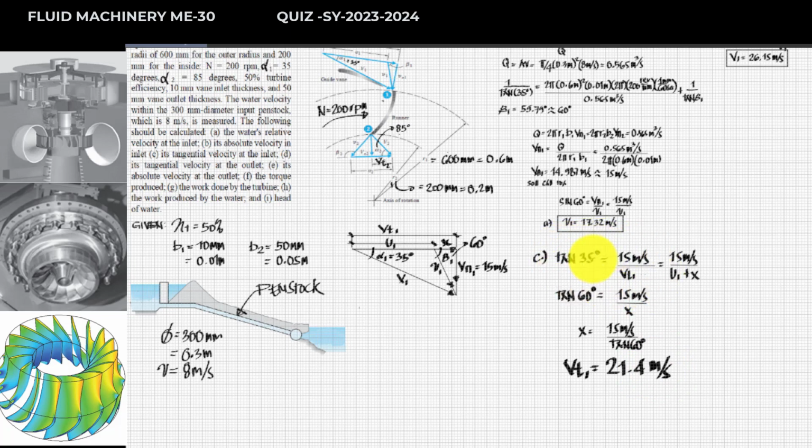To determine the value of x, we can also get it. If we try to find the value of this side, we can refer to this equation, since the tangential velocity is equal to the sum of u sub 1 plus the value of x. But we can solve the tangential velocity directly using this equation.